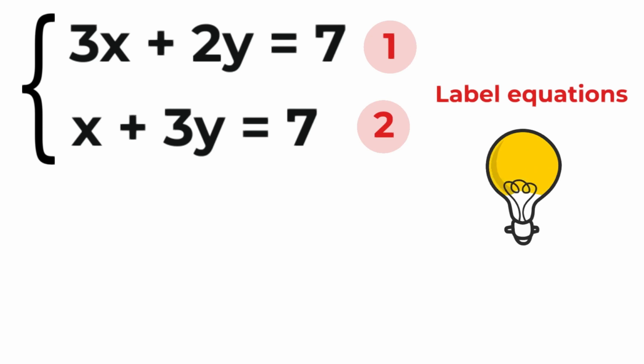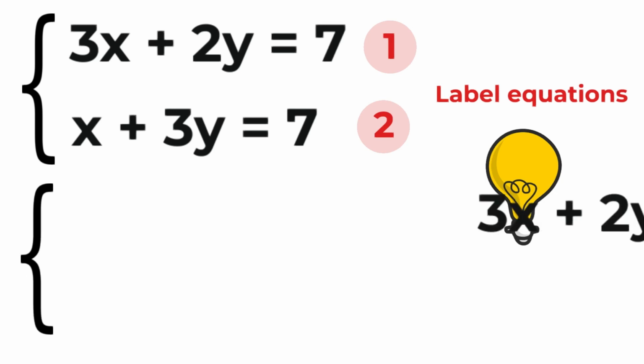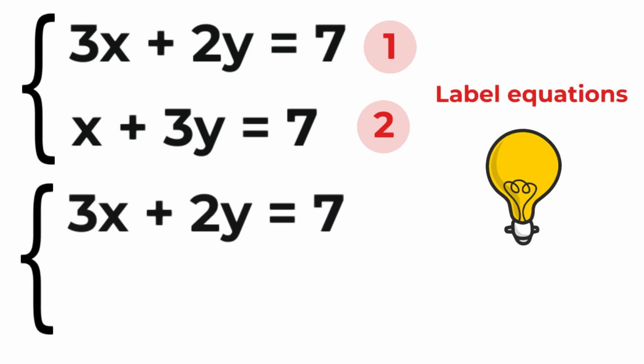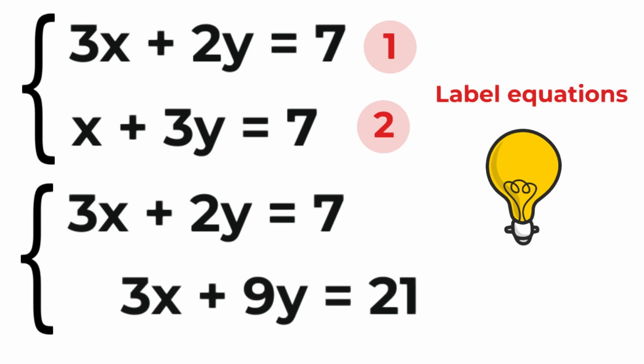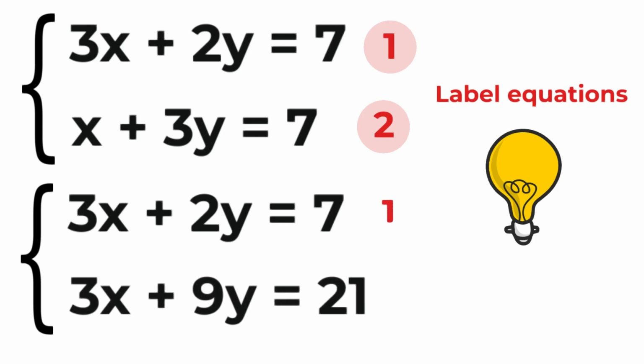So thinking about it, if we multiplied the second line by 3, we will also have 3x's, and then we'll be able to use our elimination technique. So let's leave the first line as it was, and multiplying the second line by 3, we get 3x plus 9y, you multiply everybody by 3, equals 21, because 7 times 3 is 21. So that is taking your second line and multiplying that by 3.